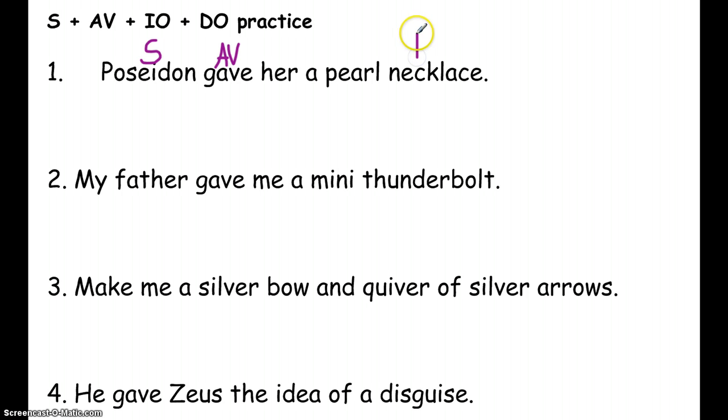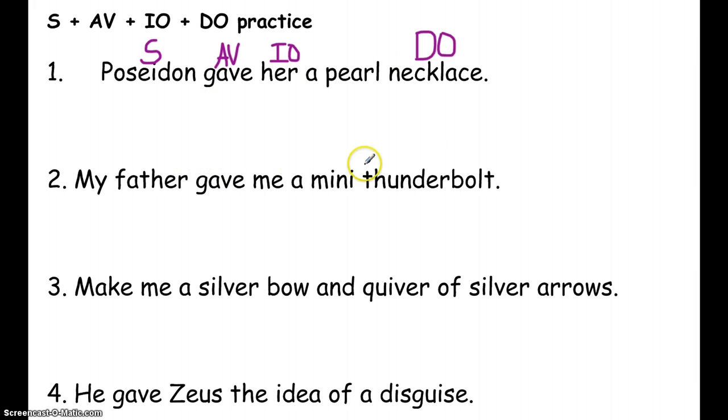Poseidon gave a necklace. So now I look for an indirect object because I see some words left between my direct object and my action verb. Poseidon gave a necklace. To whom or for whom did he give a necklace? He gave a necklace to her. So there's my indirect object. Subject plus action verb plus IO plus DO.